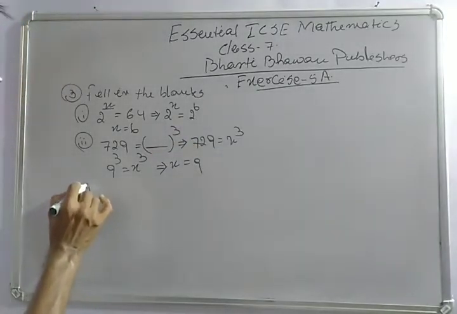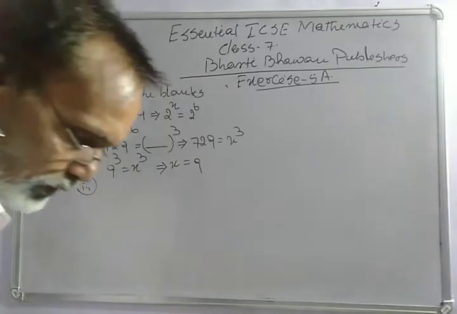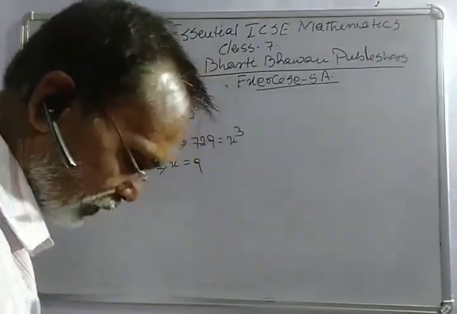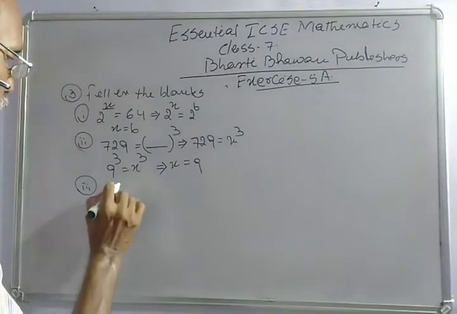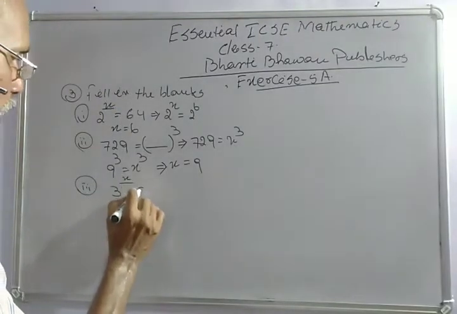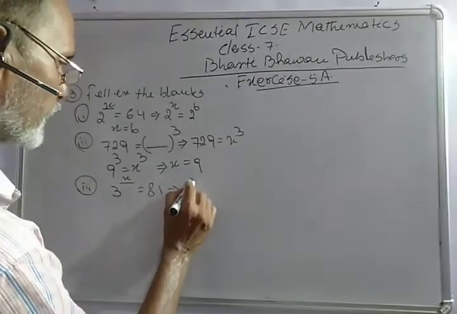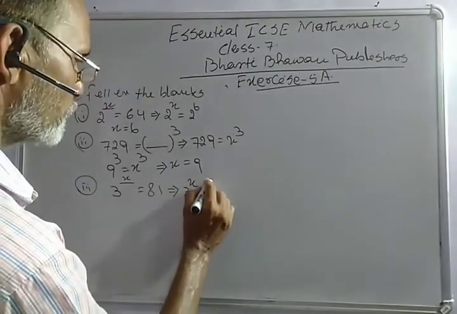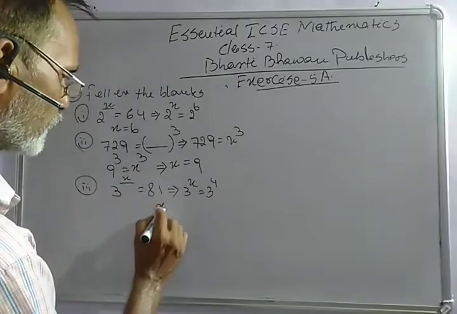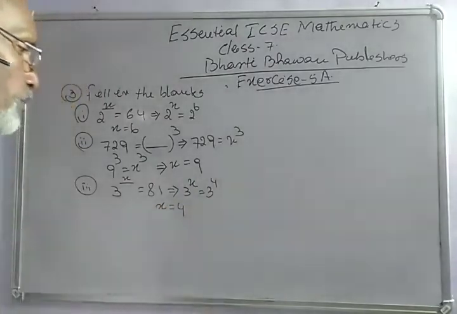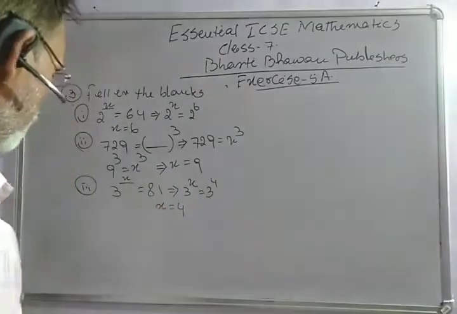Number 3. 3 to the power dash is equal to 81. So this implies 3 to the power x is equal to 3 to the power 4. So x is equal to 4. As the bases are equal, powers will be equal.